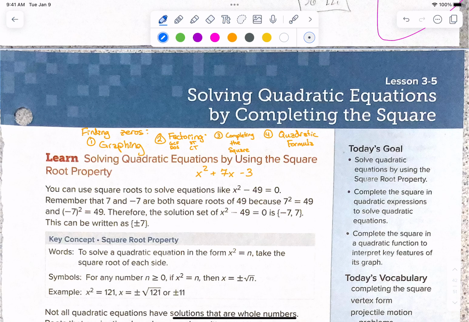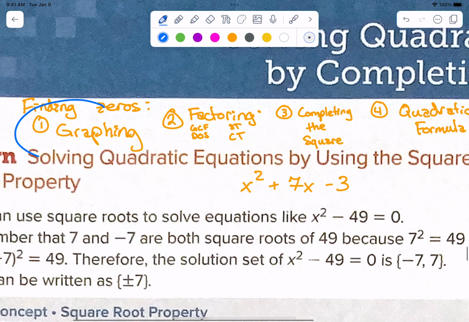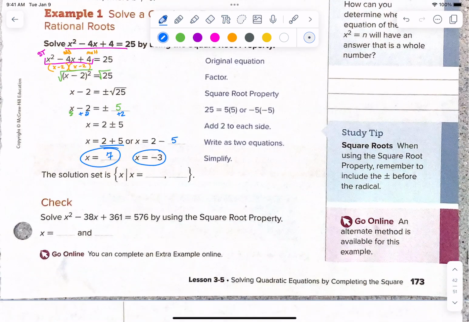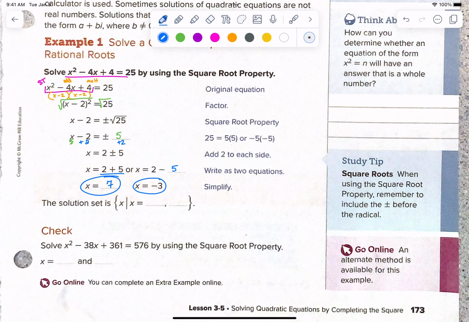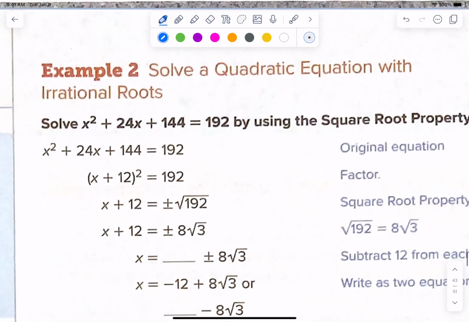I'm not going to go through this first example again, but we talked about how when you are solving for the zeros, here are the things that you can do. We are right here in completing the square. We're trying to figure out how to complete the square. We did this first example. We're going to go to the back side, which is a similar example. It's not anything different, and so we'll do this one together, okay?